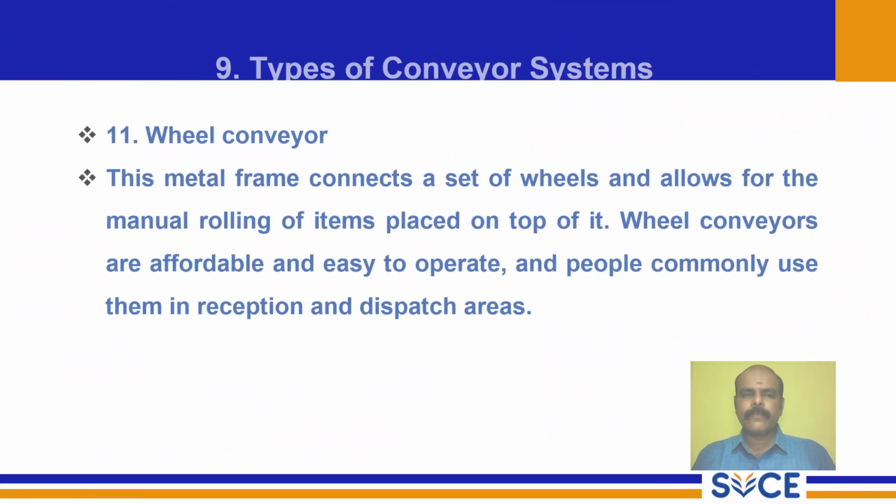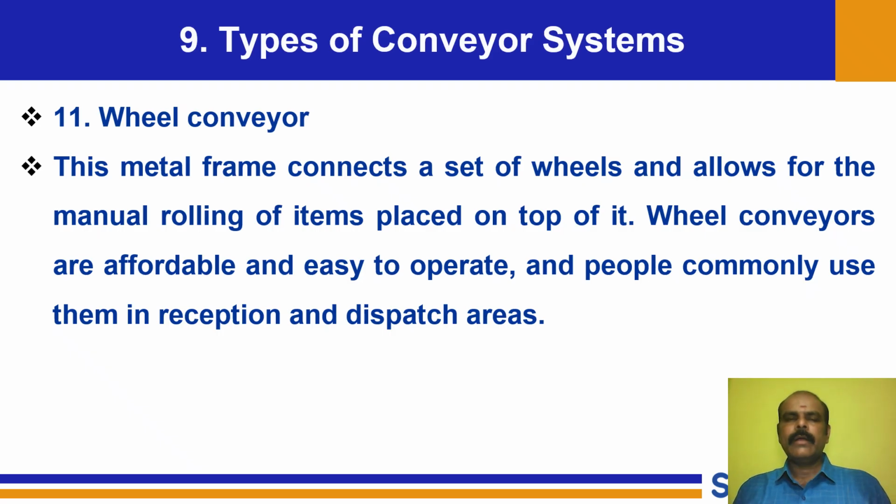Next, wheel conveyor. A metal frame connects a set of wheels and allows for the manual rolling of items placed on top of it. Wheel conveyors are affordable and easy to operate, and people commonly use them in reception and dispatch areas. Okay, so it is very simple in construction, we'll see.